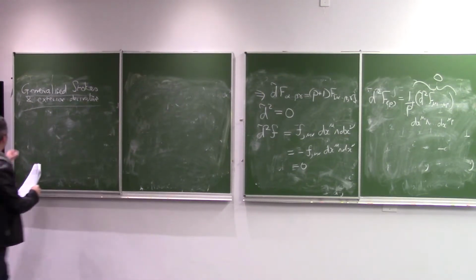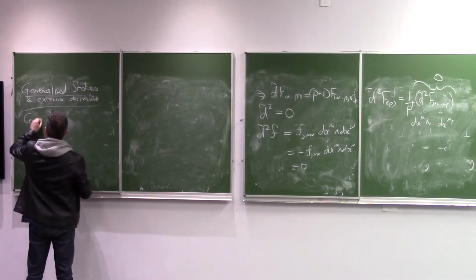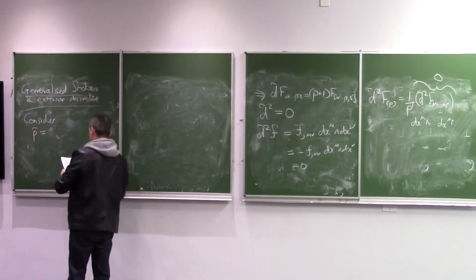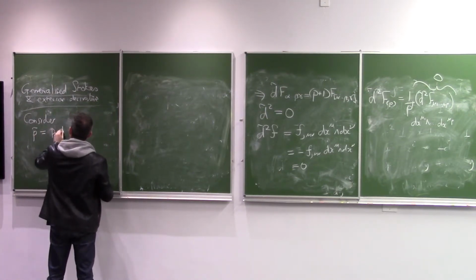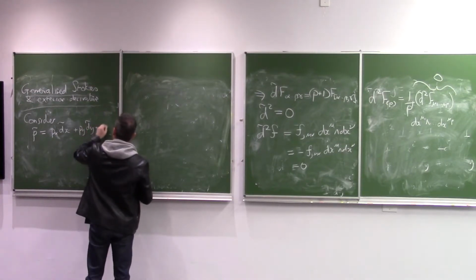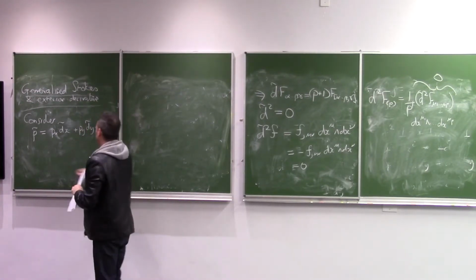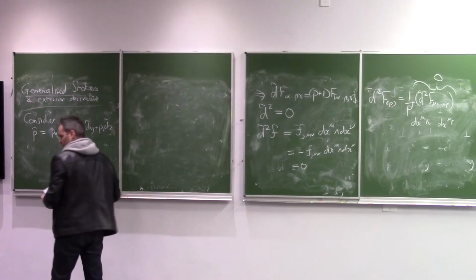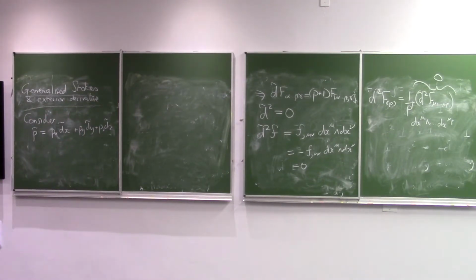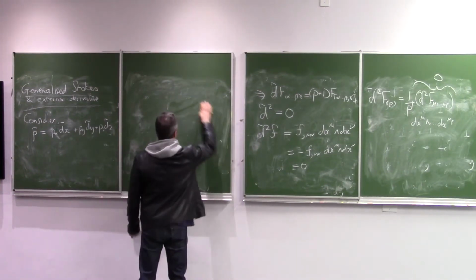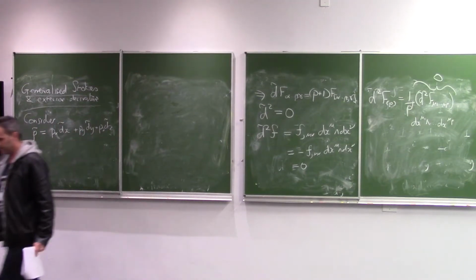Good, so let's consider a one-form p tilde. Now let's look in three-dimensional space. We've got some one-form, Px dx plus Py dy plus Pz dz, with those components. Let me do the calculation on the next board. I'm going to do this explicitly, also because it'll give you some feel for how the exterior derivative works.